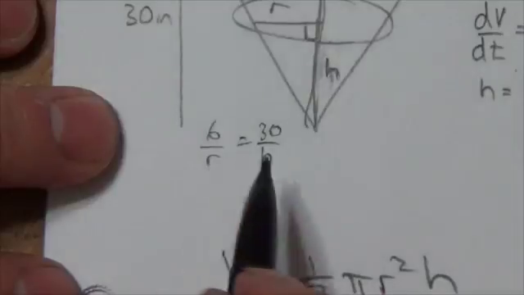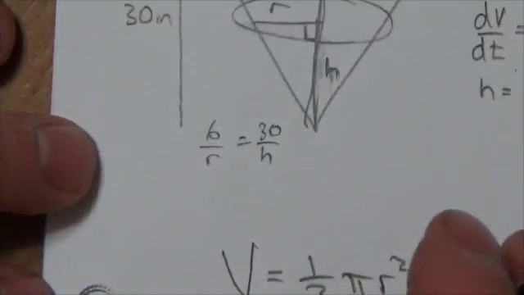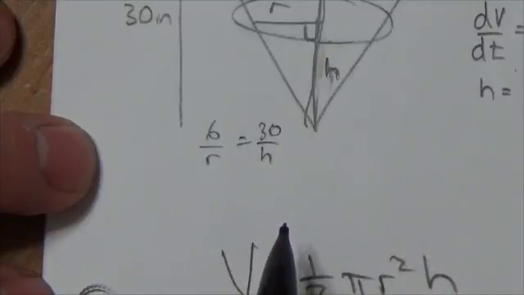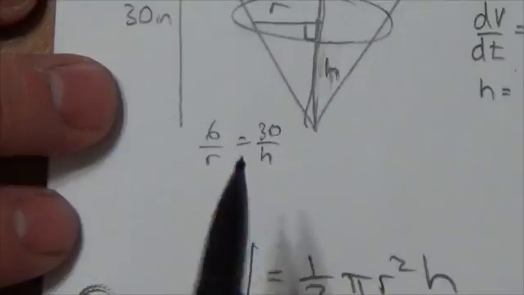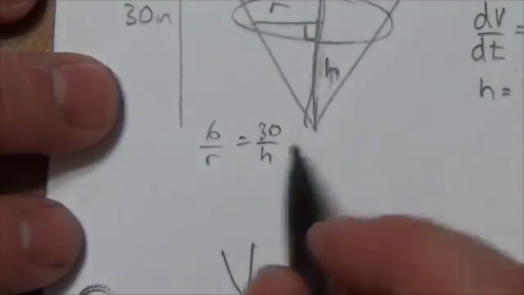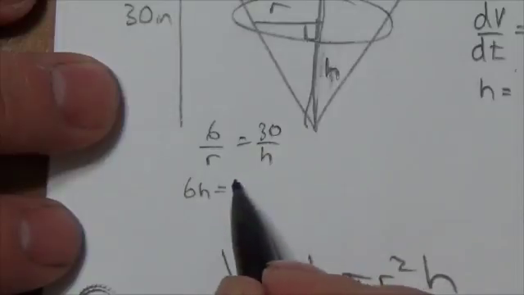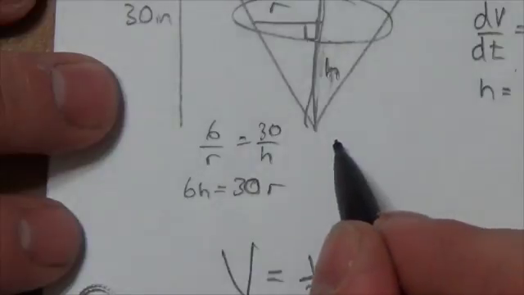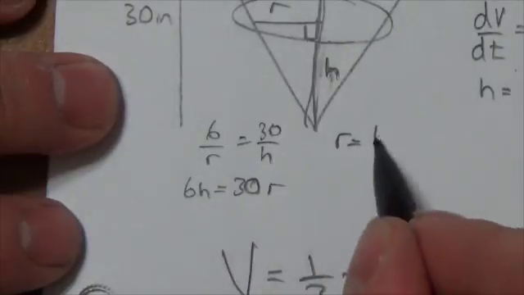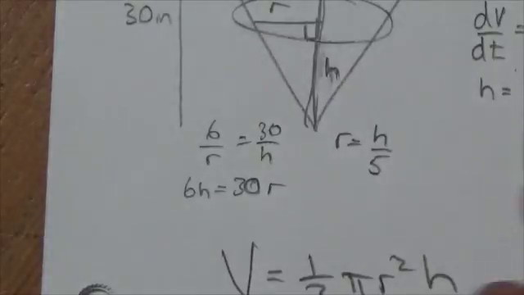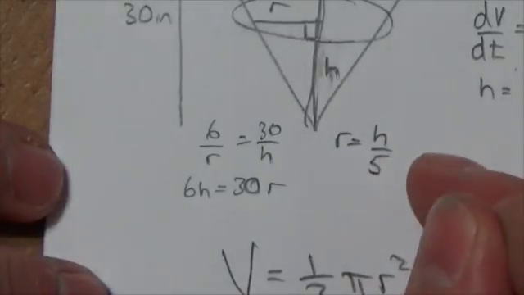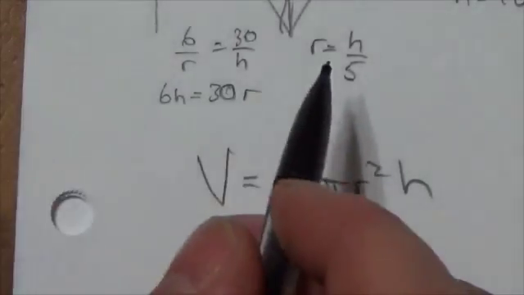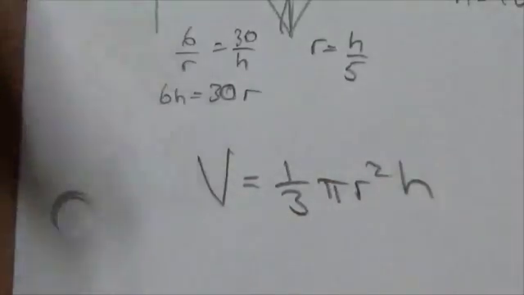I want to get rid of one of these variables here. Now, I want dh/dt to pop out of the equation, so I want h to survive. It's r that I want to get rid of. So I'm going to solve for r here, by cross multiplying to start off with. So 6h is going to equal 30r, and then I'll divide, and we'll get that r is equal to h over 5. So that's the relationship. That is now what I can use to replace the r in this equation. Because at any given time here, the radius is going to be 1/5 the height.